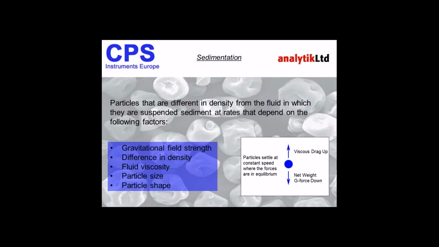The difference in density between the particles and the fluid also affects the sedimentation rate. As you'll probably understand, if the particle density is close to the fluid density, then the rate of sedimentation will be slow. And vice versa, particles with high density will move through very quickly. The fluid viscosity affects sedimentation rate, and so do particle size and particle shape.